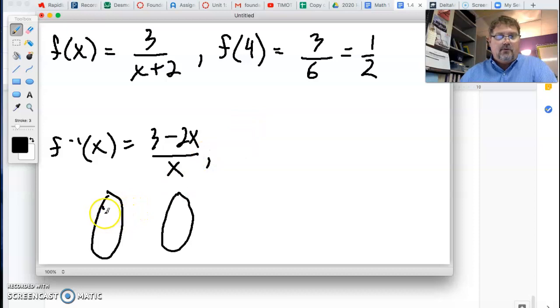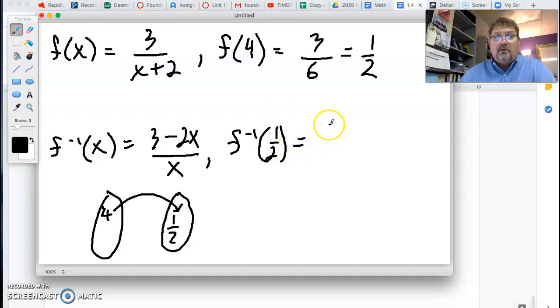So we sent over 4. He went over, became a 1/2, right? Now let's see if 1/2 comes back to a 4. Now this is not a proof, but it's a good indication things are working, okay? So we want to try f inverse of 1/2. And we better get 4 or this thing's not working.